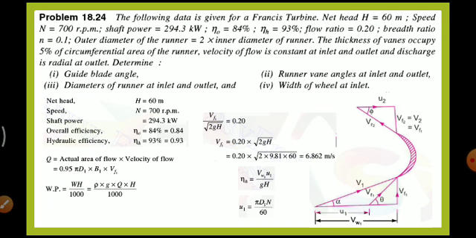The value of Q can be obtained from the equation water power is equal to rho g QH divided by 1000. Water power can be obtained from the equation overall efficiency equals shaft power by water power. Overall efficiency is given in the question. Shaft power is also given. From there we calculate the water power. From water power we can calculate the value of Q. From Q we can calculate the value of diameter.